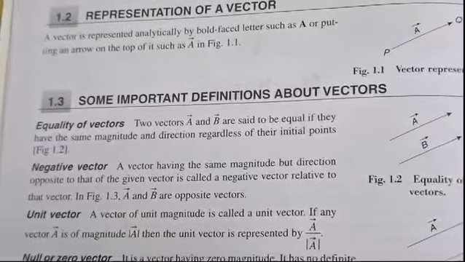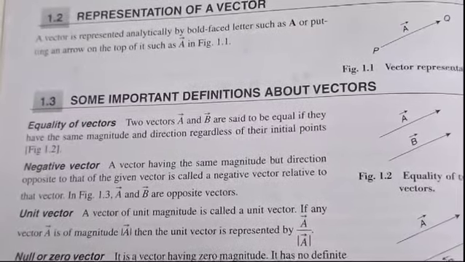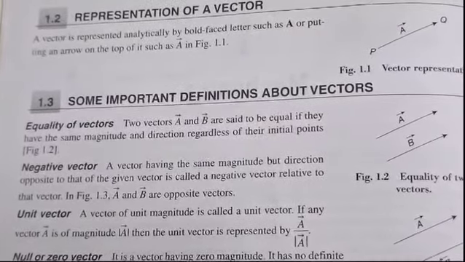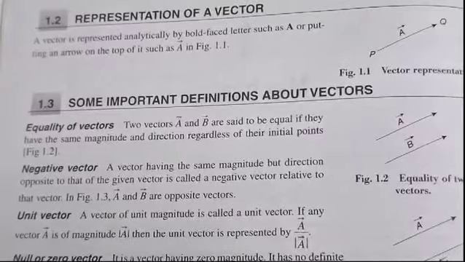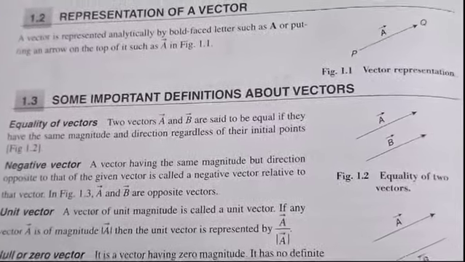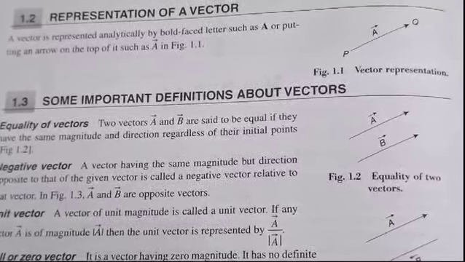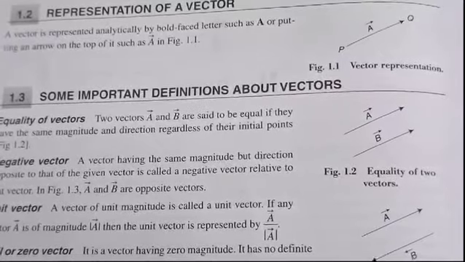Equality of vectors. Two vectors A and B are said to be equal if they have the same magnitude and direction regardless of their initial points. In figure 1.2, equality of vectors is shown. We can see the examples.